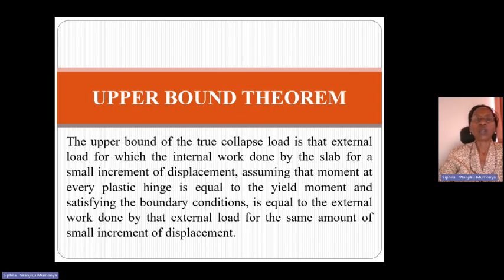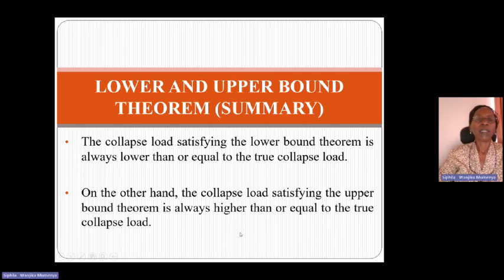The upper bound of the true collapse load is that external load for which the internal work done by the slab for a small increment of displacement, assuming that moment at every plastic hinge is equal to the yield moment and satisfying the boundary conditions, is equal to the external work done by that external load for the same amount of small increment of displacement. So in summary, the collapse load satisfying the lower bound theorem is always lower than or equal to the true collapse load. On the other hand, the collapse load satisfying the upper bound theorem is always higher than or equal to the true collapse load.